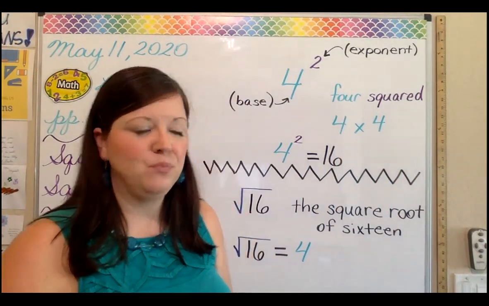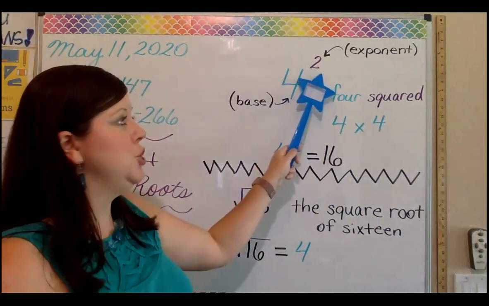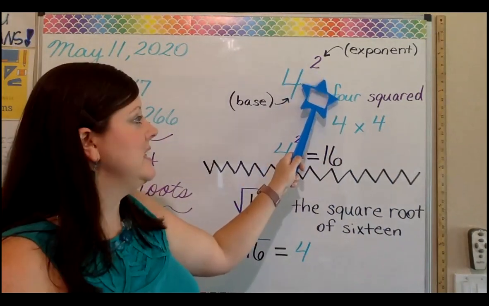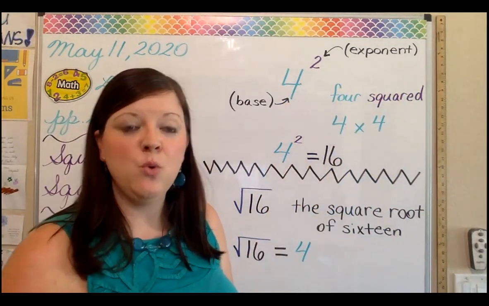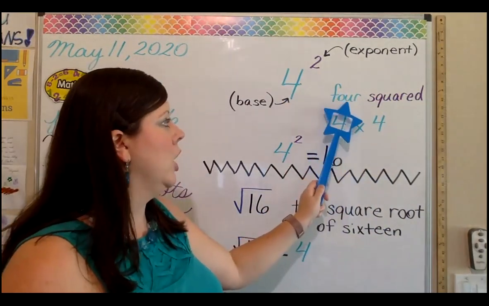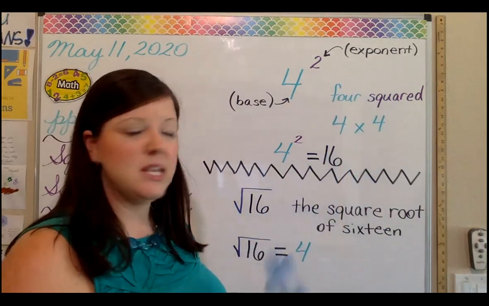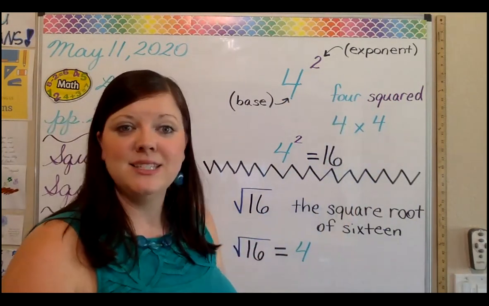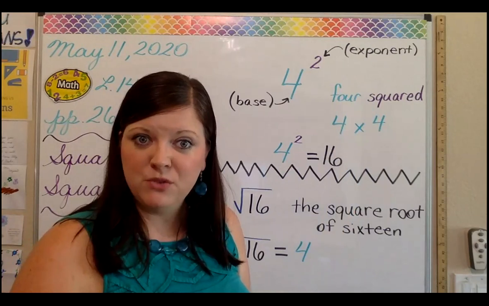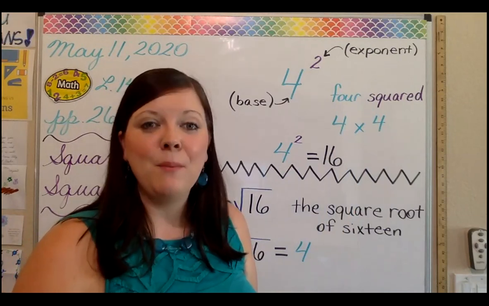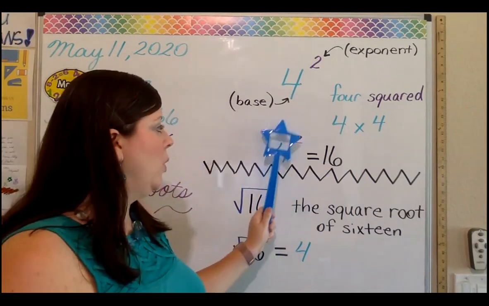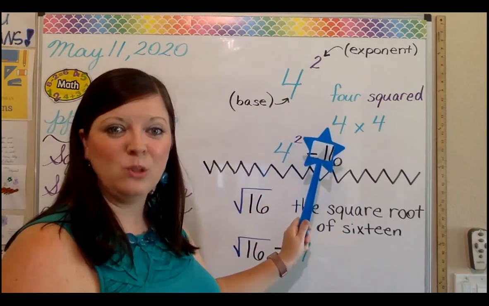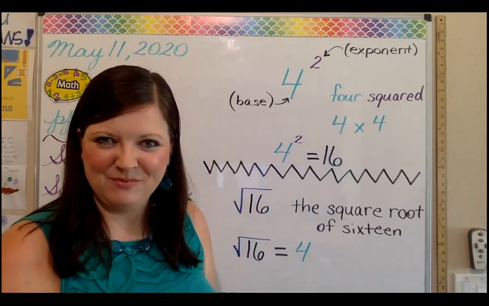So just to review, 4 is our base, 2 is our exponent. It is read 4 squared. What 4 squared means is that you are writing down the number 4 2 times and multiplying it together. What is 4 times 4? 16. Because 4 times 4 is 16, we can say that 4 squared is equal to 16.